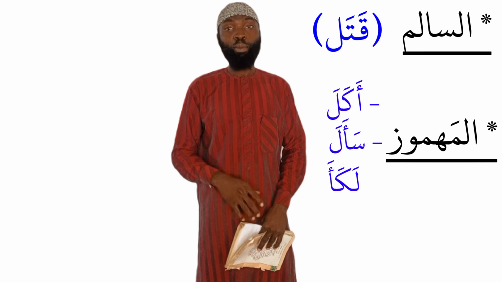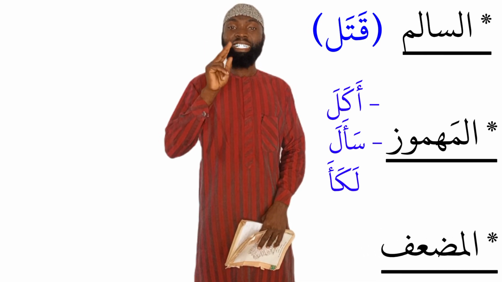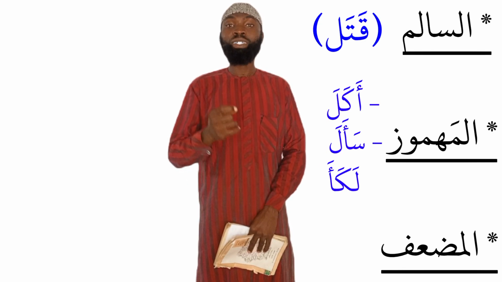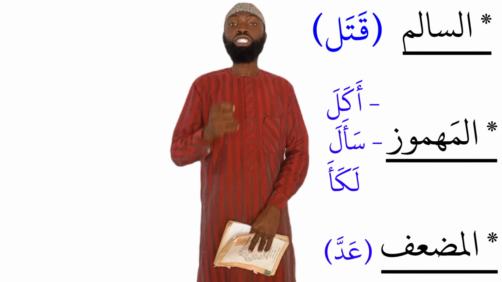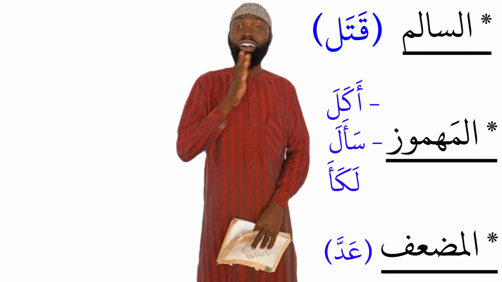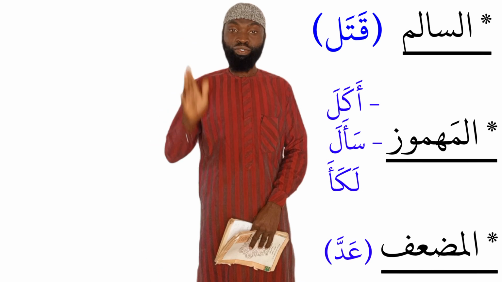The other type of verb we have is the al-muda'af, the verb which has each one of its letters doubled. An example of this is the word adda, the word shamma, the word batha, and the likes of this word. All this we have treated previously. You can click on this playlist to watch all of those videos.